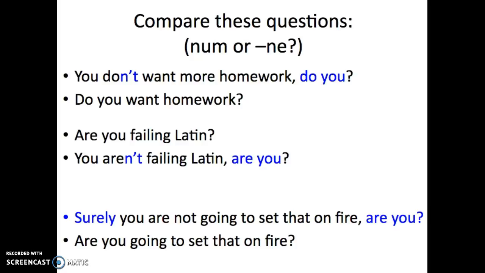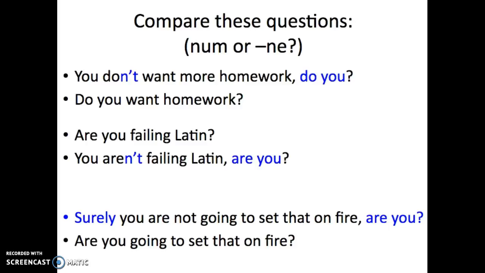Compare these questions. Are they num, where you expect the person to say no, or is it ne, where I have no idea if you're going to say yes or no? You don't want more homework, do you? Pretty sure the answer is no. That's a num question in Latin. Do you want homework? Hey, some kids like homework. That would be a ne question. Are you failing Latin? I'm not sure. I'd have to go check my grade book. I can't remember. That's a ne question.